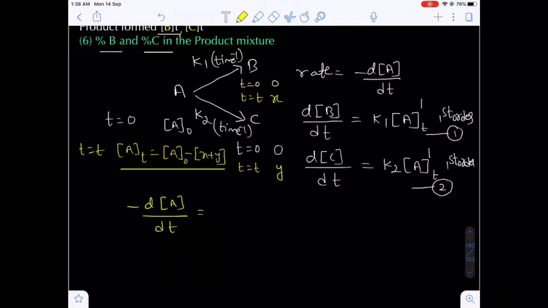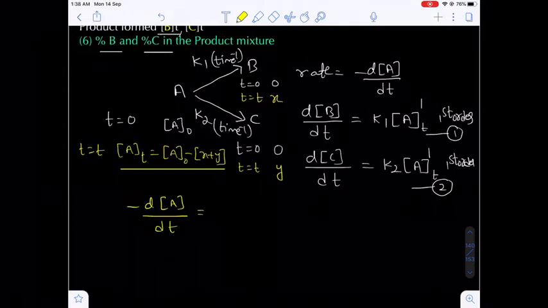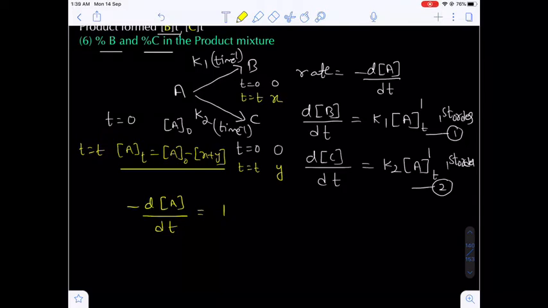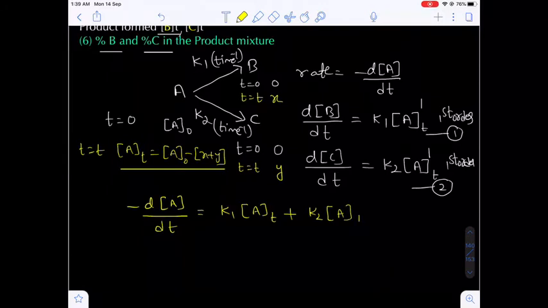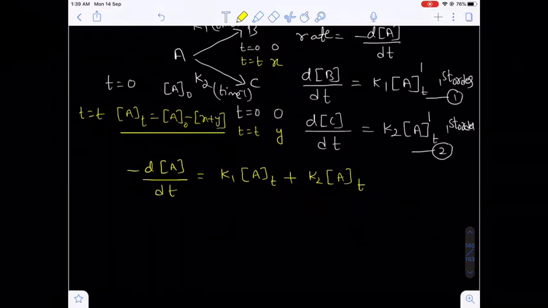Okay, so now what I am writing here is minus dA by dt, which is equal to k1 times the concentration of reactant A at a time interval t. In path 1 the rate constant will be k1, plus in the second part k2 into the concentration of reactant A at a time interval t. Are you getting my point? So this is the overall rate of the reaction.